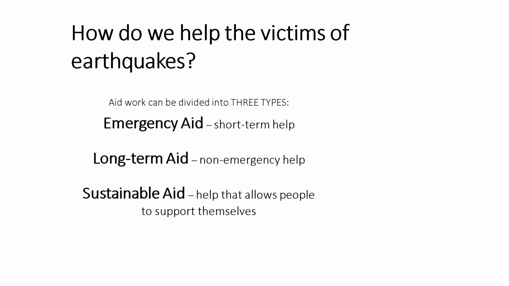This slide here gives you these three ways we could categorise it. We have what's called emergency aid, short term help, disaster bang: first aid kits, temporary shelter, medical supplies, food supplies, fresh drinking water, all of that, emergency aid. Long-term aid, non-emergency help. So, for example, we're going to build some bridges. We're going to rebuild the roads. Sustainable help, we're going to enable people to support themselves.